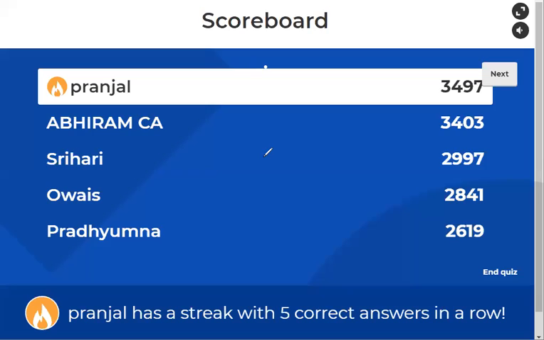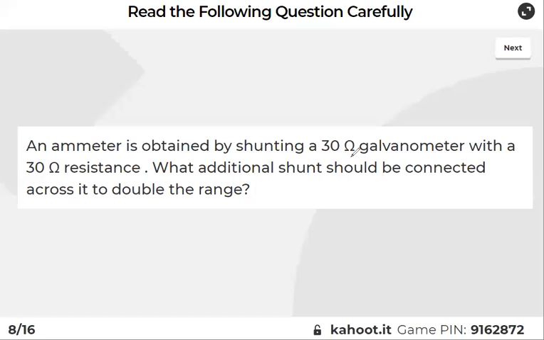An ammeter is obtained by shunting a 30 ohm galvanometer. So RG is given, 30 ohm, with a 30 ohm resistance. R is equal to 30 ohm. What additional shunt R dash should be connected across it to double the range? Means I should be double.